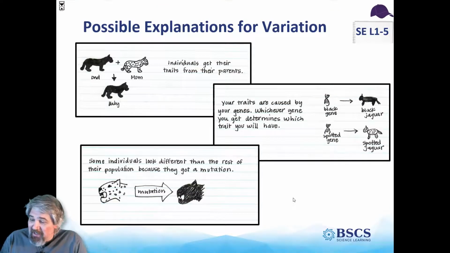And here were some of the explanations that we talked about, if you didn't already know stuff and you're looking at it like a scientist for the very first time. We have the idea that individuals get their traits from their parents.